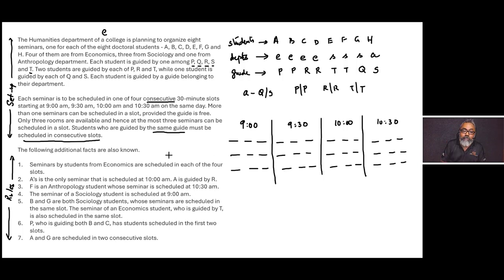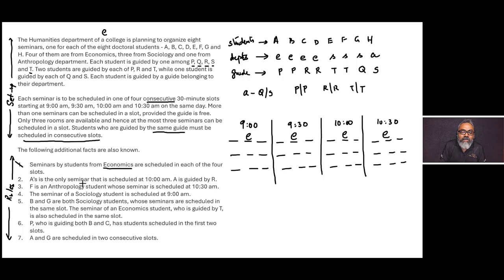Let's look at the rules. Seminars by students from economics are scheduled in each of the 4 slots. Now we've written students first, department second, guide third. So let's follow the same order and say that economics has to be in all the 4 slots.